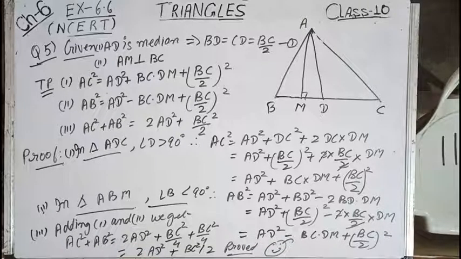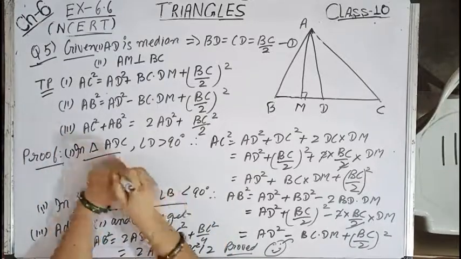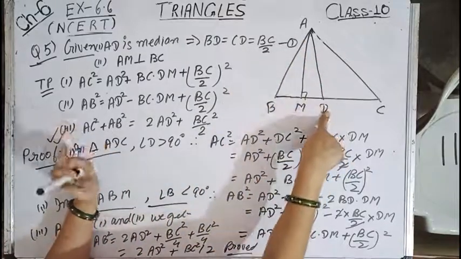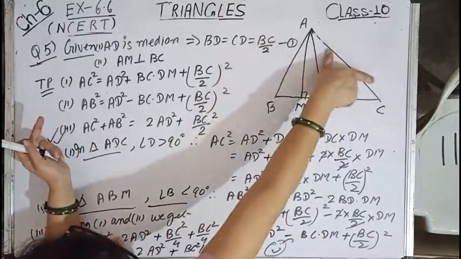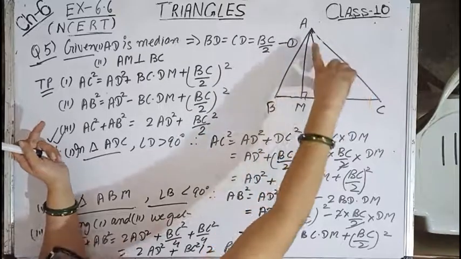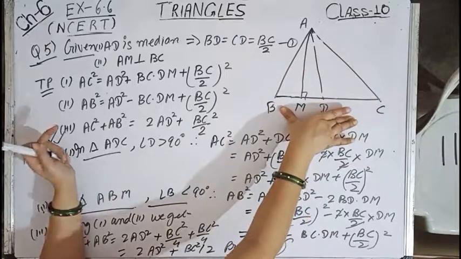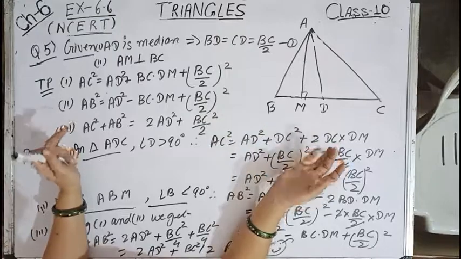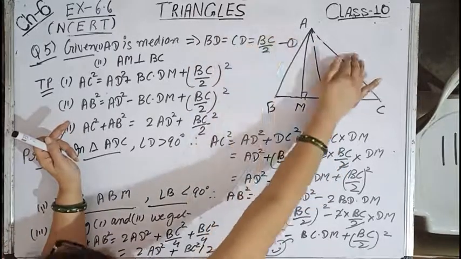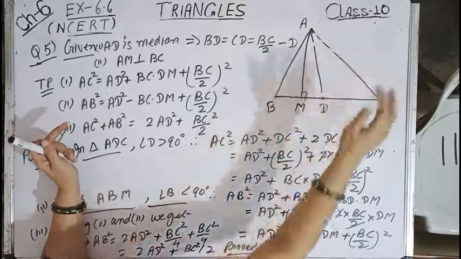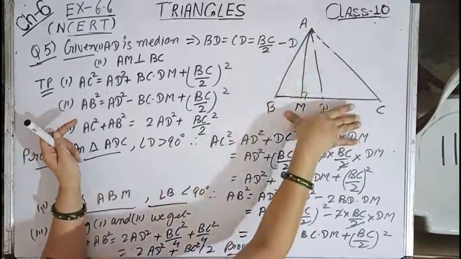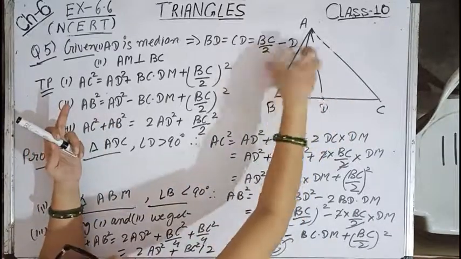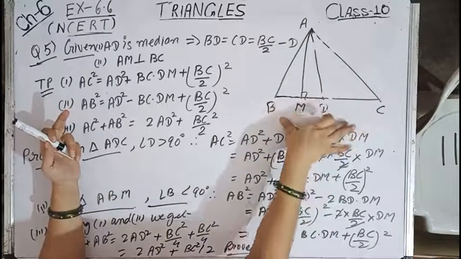So let us move to question number 5. And now children, this question number 5, this relation you remember: in a triangle, if AD is the median, then the sum of the squares of the other two sides, that is AB square plus AC square, equals twice median square plus third side square by 2. Again I am repeating. In triangle ABC, if AD is the median, then AB square plus AC square equals twice AD square plus BC square by 2.